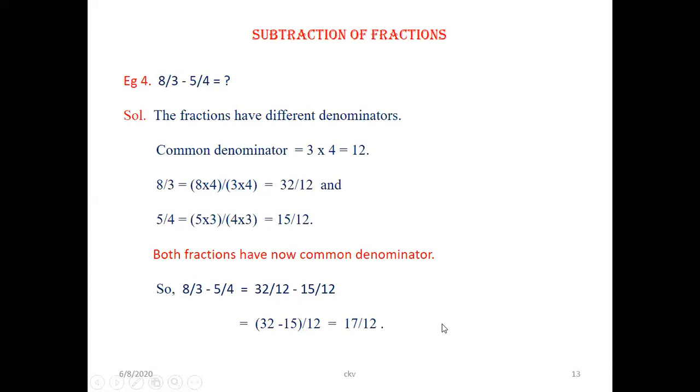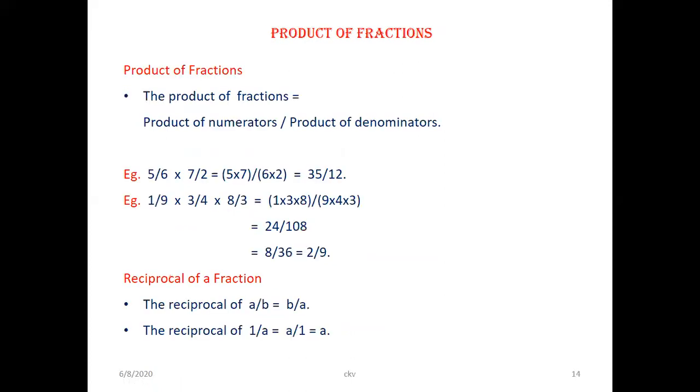Now you have seen how to add two fractions when both of them have the same denominator and different denominators. And you have seen how to write the difference of two fractions when both the fractions have the same denominator and different denominators. Let us move to the third operation, product of fractions. It is very simple. How do we find the product of two fractions? Both the fractions will have numerators and denominators. To write the product of those two fractions, you simply write the product of the numerators by the product of the denominators.